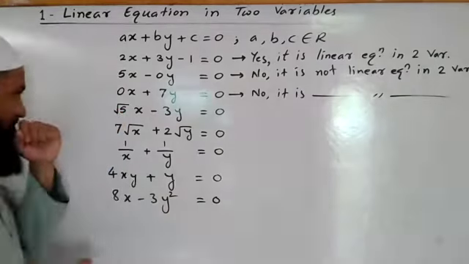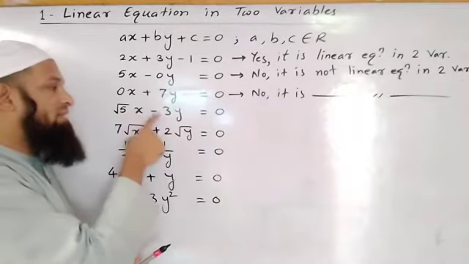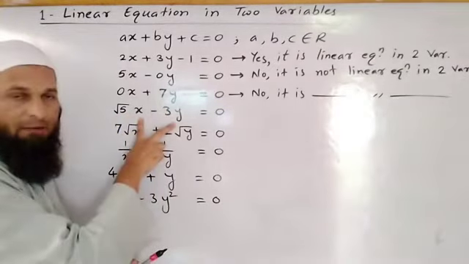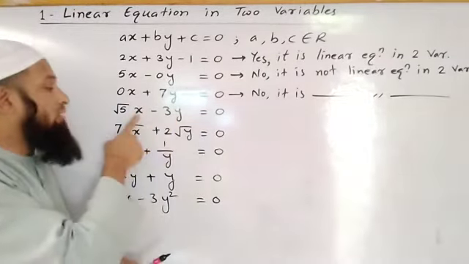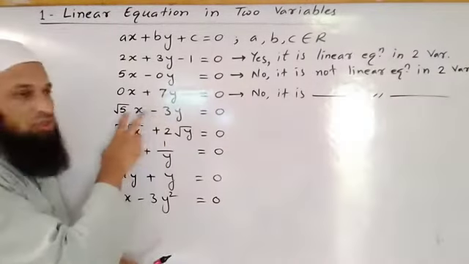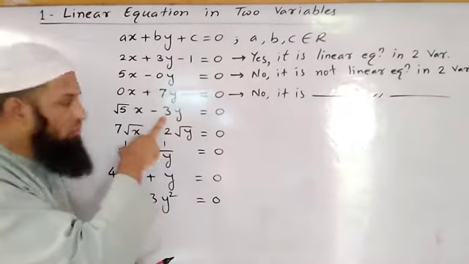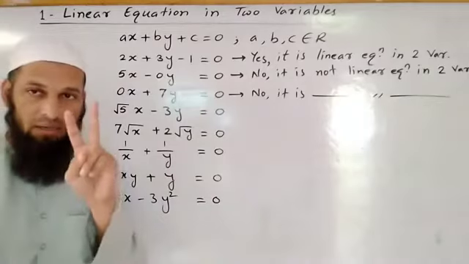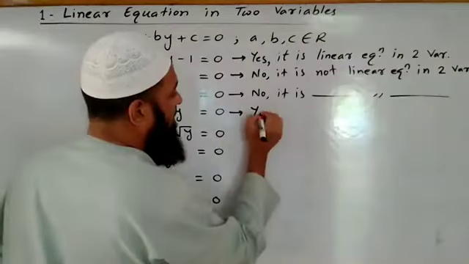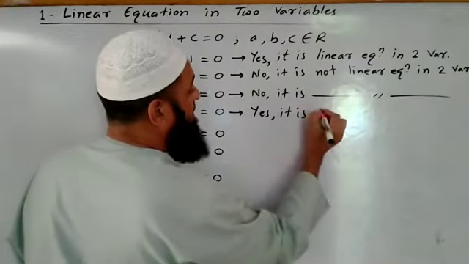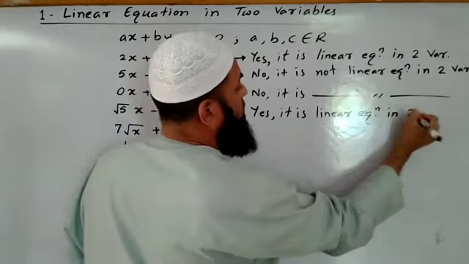Okay, now afterwards see this equation: square root of 5 into x minus 3y is equal to 0. Here two variables are there. The degree of this term is also 1, degree of this term is also 1. That's why it is a linear equation. And the coefficients of x and y should be non-zero. So here the coefficient of x is a non-zero real number, coefficient of y is also a non-zero real number. That's why it is 100% a linear equation in two variables. So the answer should be yes, it is a linear equation in two variables.